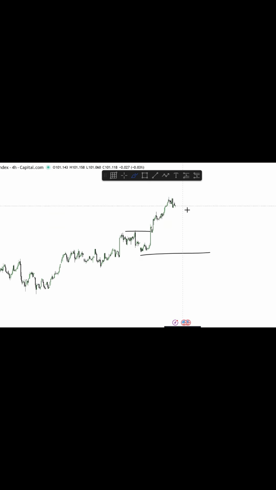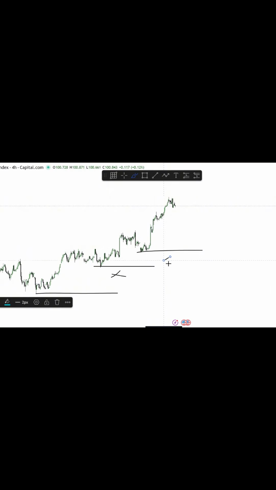However, on the daily, it is very overextended and could do with some downside. And at this point, one of these lows here could be the points of liquidity that it could be going for before then looking for that upside continuation.